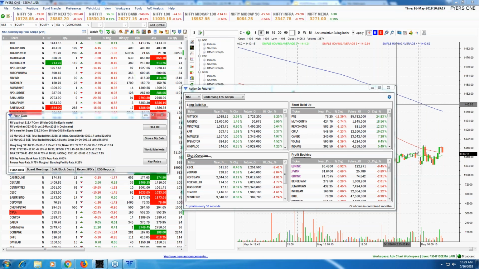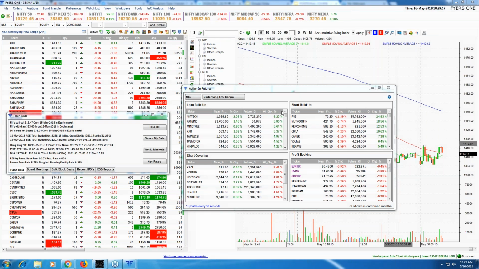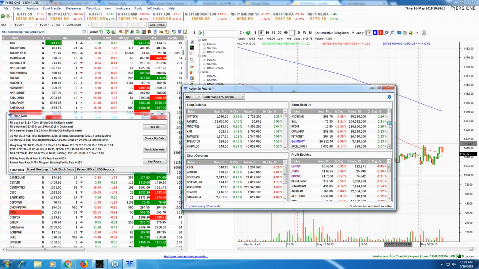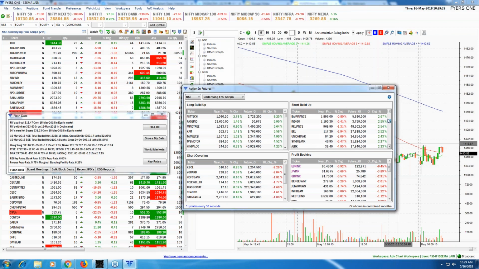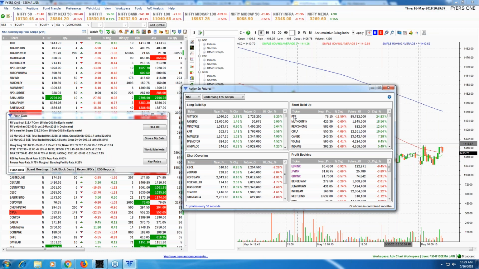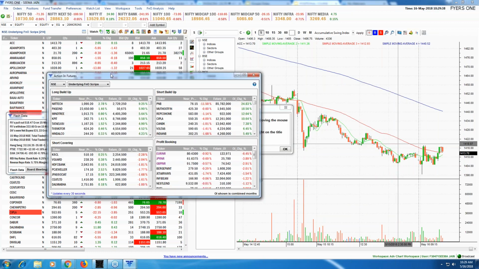And these are the ones where shorts are being built. See, a lot of them out here. You can see that for all of them the price change is negative and the open interest is high. That means the highest short build-up is being generated in PNB. So you want to look at PNB, what's happening. Let me just show you out here.